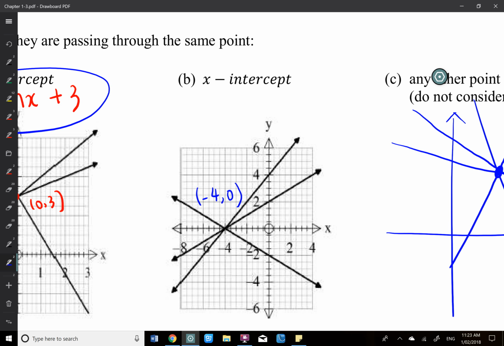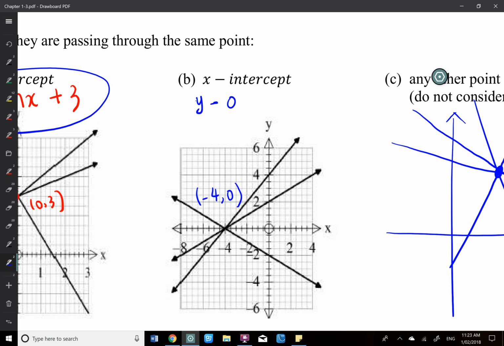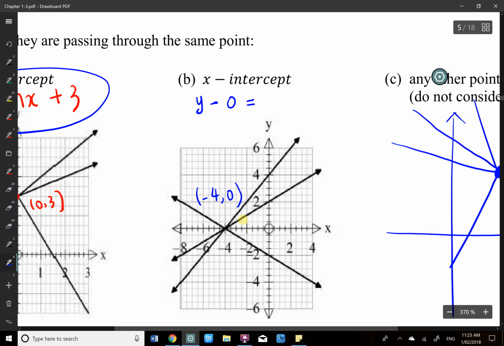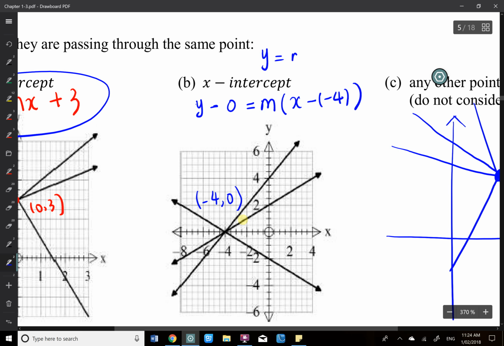But what I can make sure is it must pass through the point -4, 0. So what I can write is y minus y1. The y1 is 0. It's a definite point on this graph. Equals to gradient. I don't know the gradient because it's different in different graphs. And x minus x1. So x1, what is x1? -4. So I will minus -4 here. So overall, I can write y equals m bracket x plus 4.